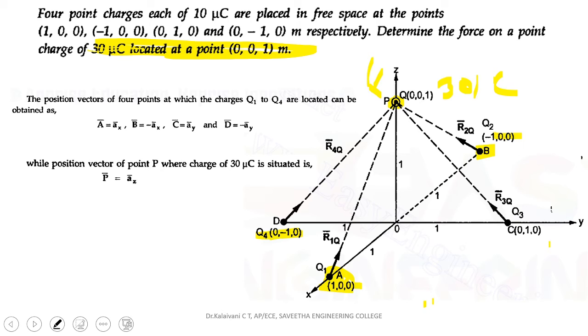Now we can find R1. First we will calculate for only this charge, taking only this line and calculating R1Q. What we have to do is calculate F1, then F2, F3, F4, and the total force will be equal to F1 plus F2 plus F3 plus F4. First we will find F1.